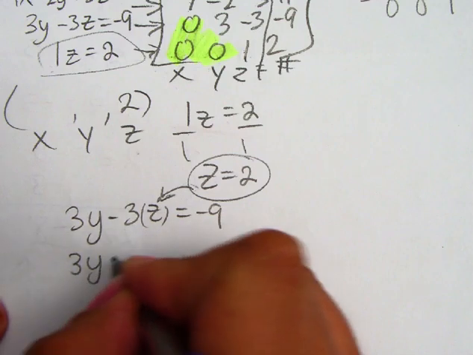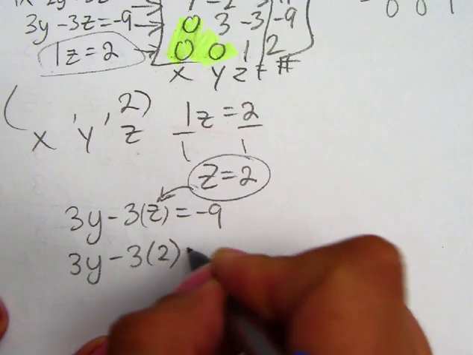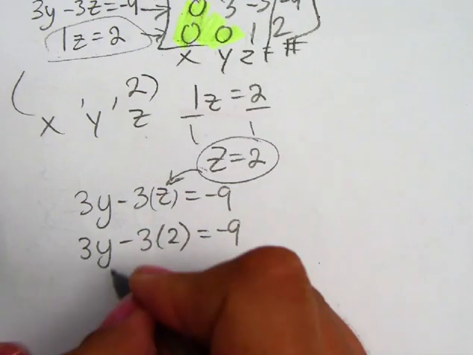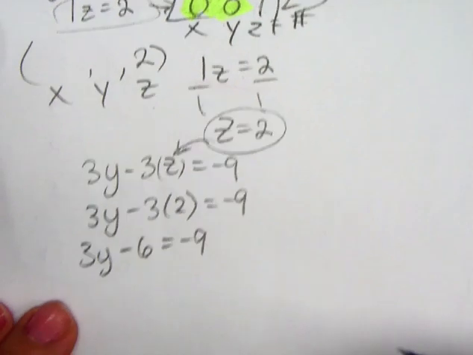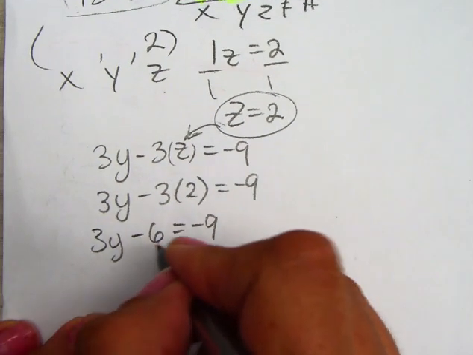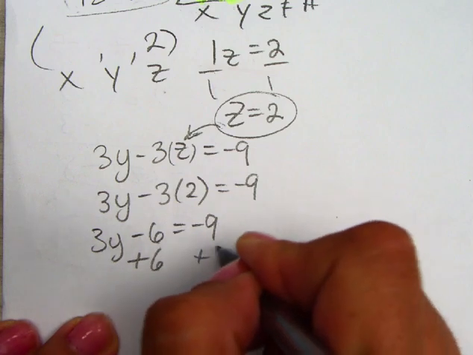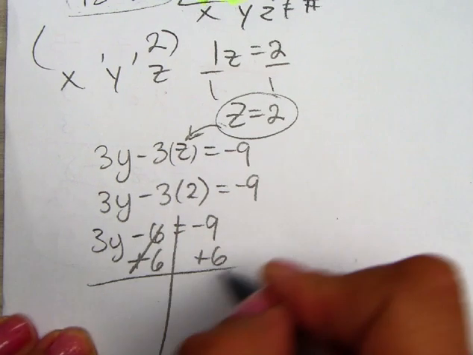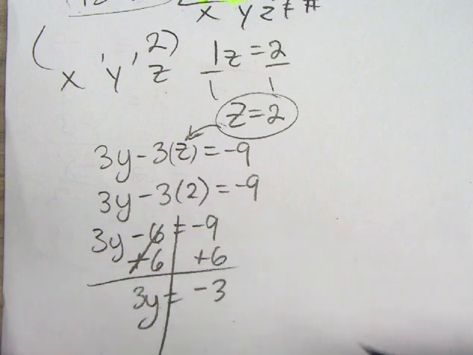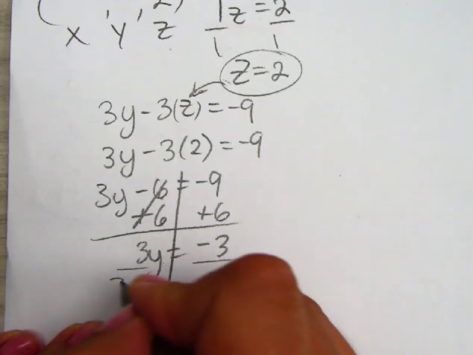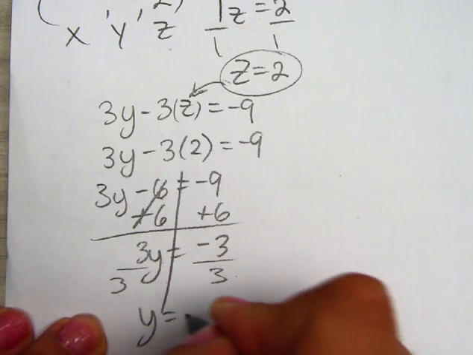So 3y minus 3 times 2 equals negative 9. And then 3y minus 6 equals negative 9. Then we're going to cancel by adding 6 on both sides, and we end up with 3y equals negative 3. Divide by 3 on both sides, and y equals negative 1.